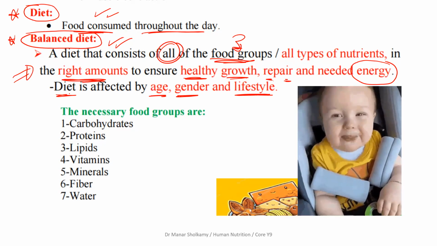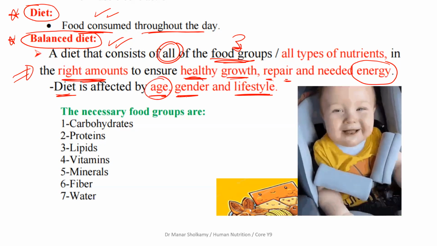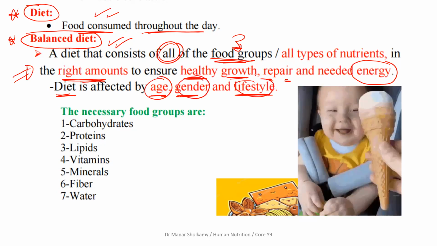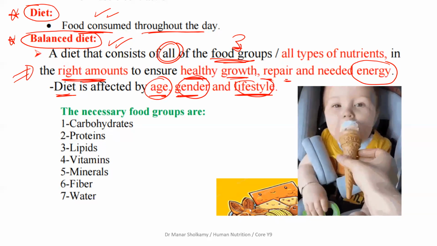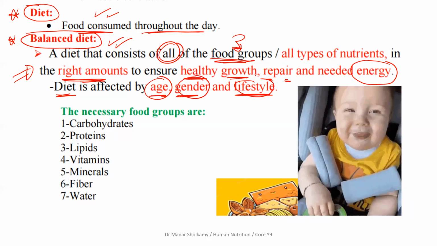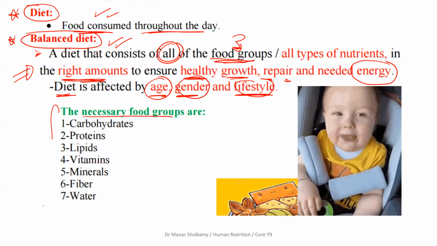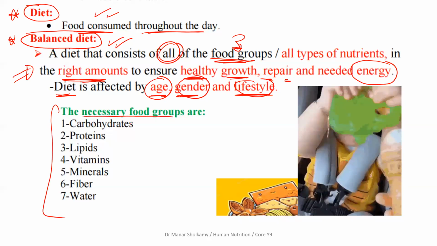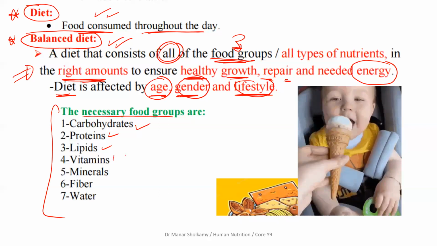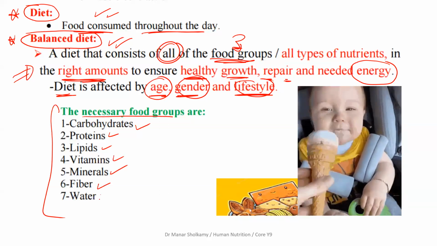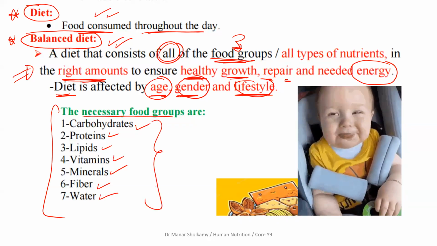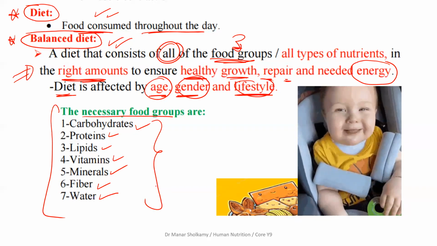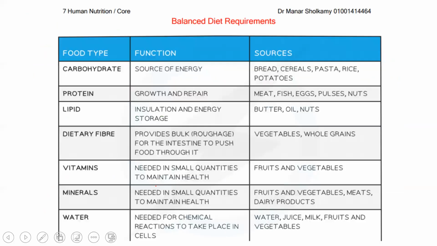And of course, this diet is affected by the age and the gender and the lifestyle. So my diet will be different from your diet because we are a different age. And the necessary food groups that we will discuss in detail in this lesson, we will talk about carbohydrates and proteins and lipids and vitamins and minerals and fiber and water and why they are important and what happens when you eat too much of them or too little of them. Okay, this is really, really easy and interesting.